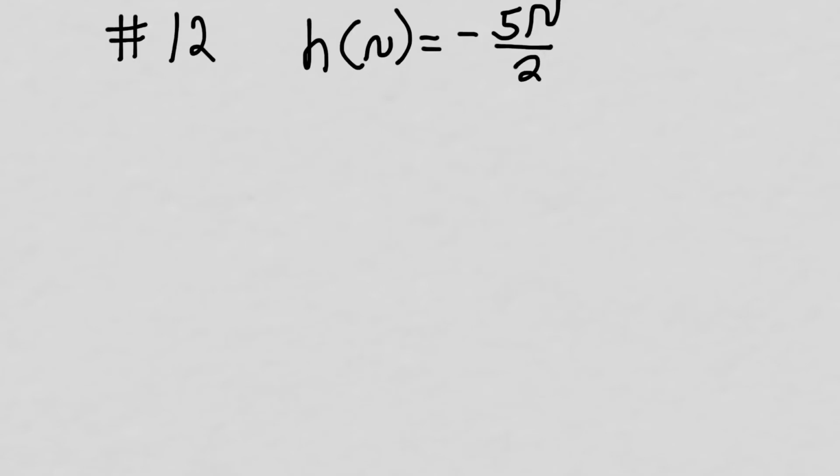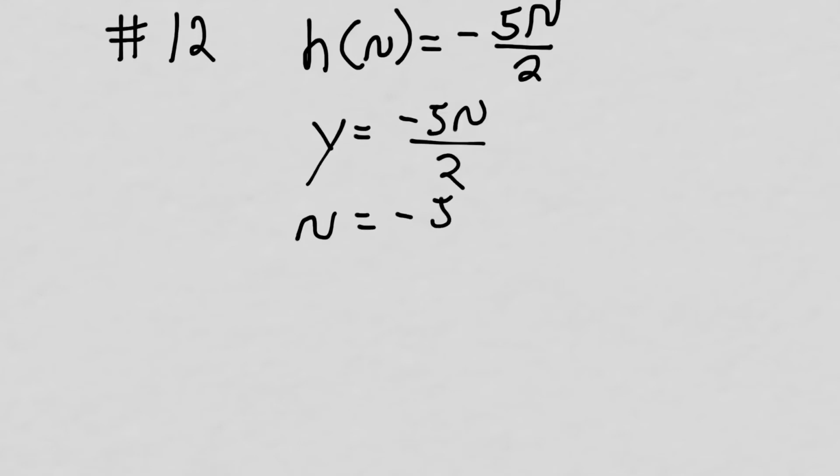All right, our final finding the inverse problem. h(n) equals -5n over 2. Go ahead and set the problem up. y equals -5n over 2. Switch the variables like we have to every time. n equals -5y over 2. Solving for y.